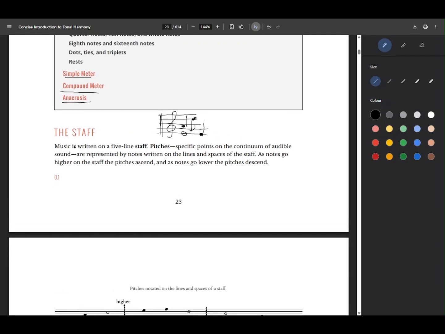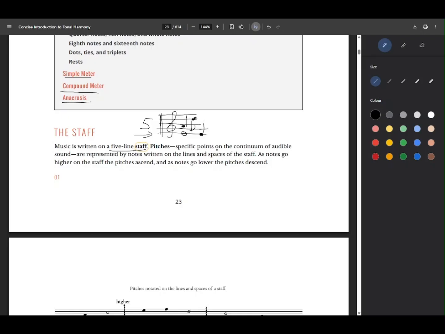So, let's just start reading here. Music is written on a 5-line staff. So see, we have 5 lines here, and this is called the staff. Anything that I'm circling or underlining here or is in bold, this is important vocabulary that you should know the definitions of. This is written on a 5-line staff.